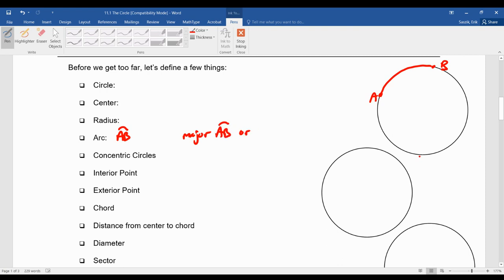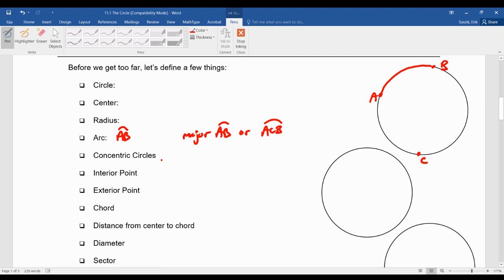Or you could put a point in here and call it arc ACB. Okay, that means you're going the long way around. So these are both ways of showing going the long way around. This is the short way. If it doesn't specify major or minor, you're always assuming minor, right? Always assuming minor, always assuming the short way.